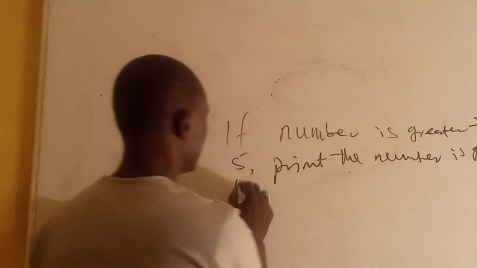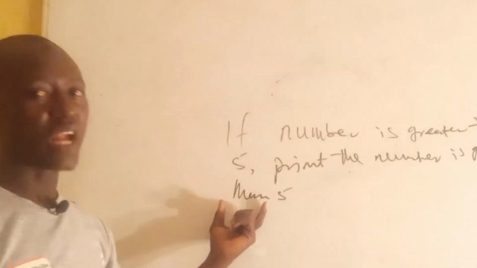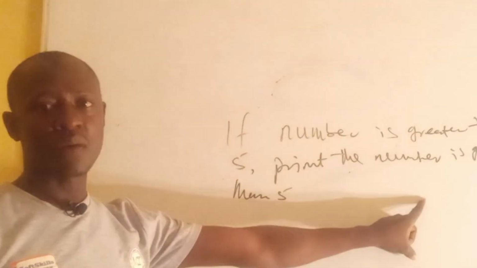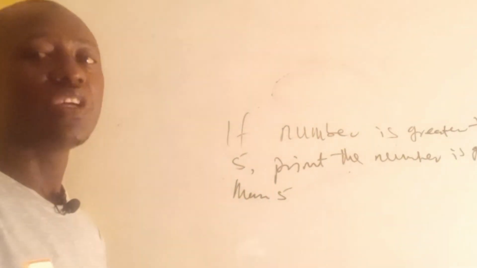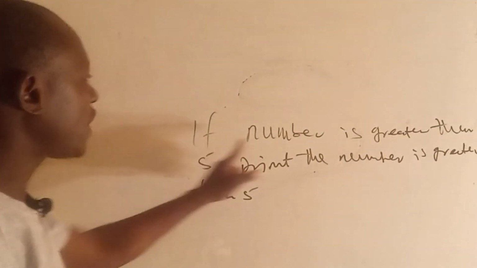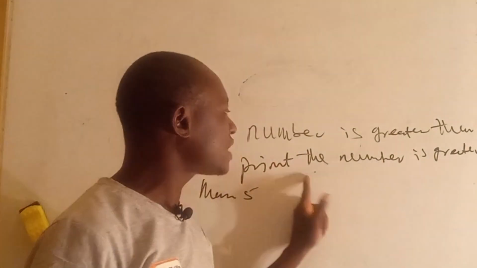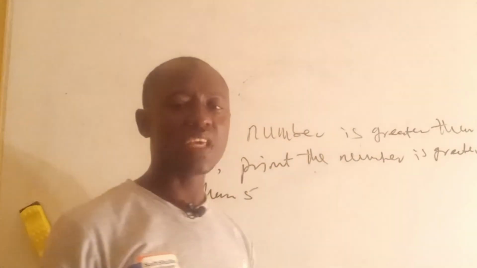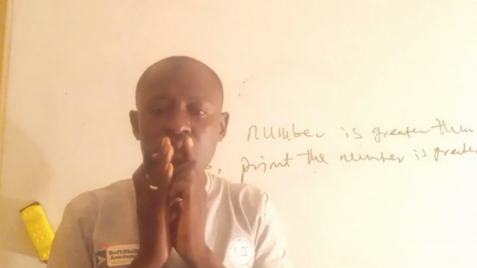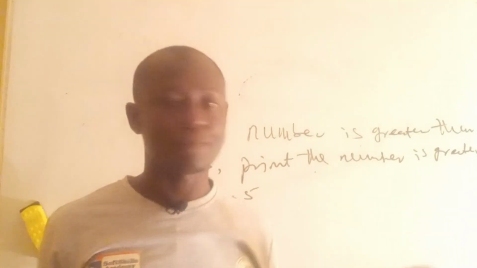It's greater than 5. This is what we want to write and convert into Java programming. Are we together? So in essence, we want to write a program using this. If a number is greater than 5, this program will print "number is greater than 5". If it is not, it will just be silent and end the program. Are we together?